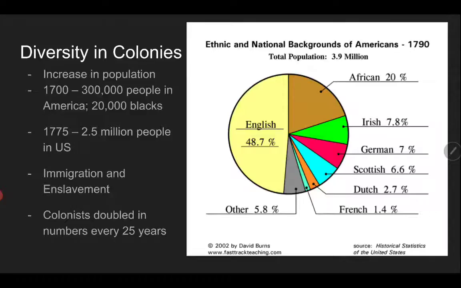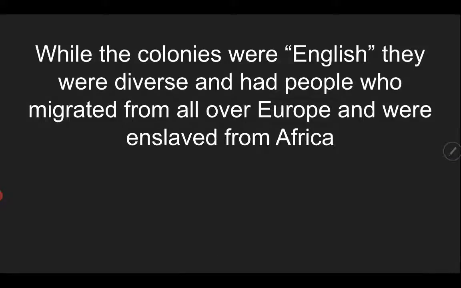I think I read somewhere that in the beginning it was about a 20-to-1 ratio of English folks to colonists, and by the time we get up towards the Revolution, it's like a 3-to-1 ratio. So again, immigration, increase in population, and enslavement is causing a massive increase in people. So while the colonies were English, they were diverse, and they had people who migrated from all over Europe and were enslaved from Africa, right?